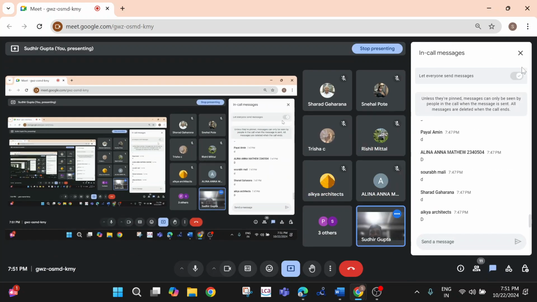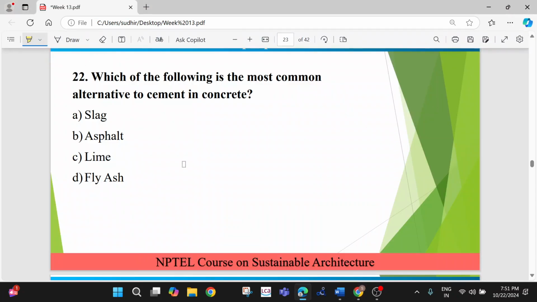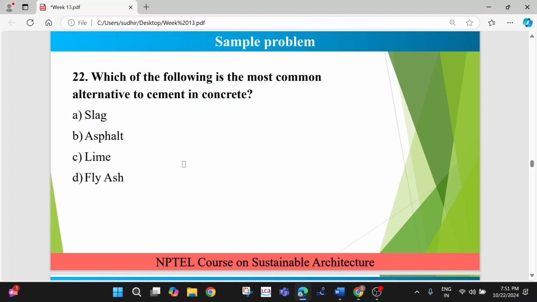D. Yeah, D is the right answer. Fly ash is a good substitute for the cement because of its many benefits. These include improved workability, reduced water demand, reduced heat of hydration, and improved durability. That's why sometimes we are using fly ash directly instead of cement in concrete. Fine, let's move to the next question.